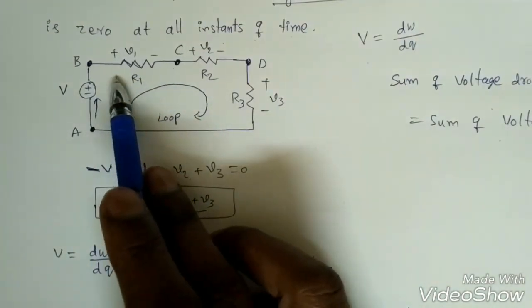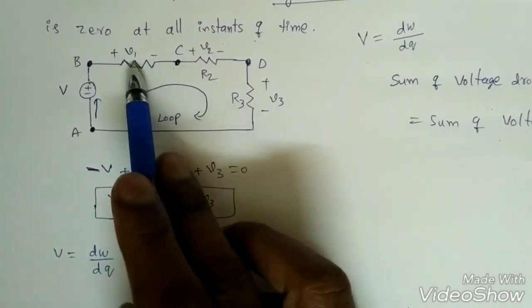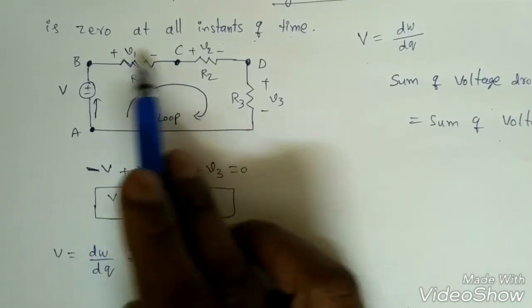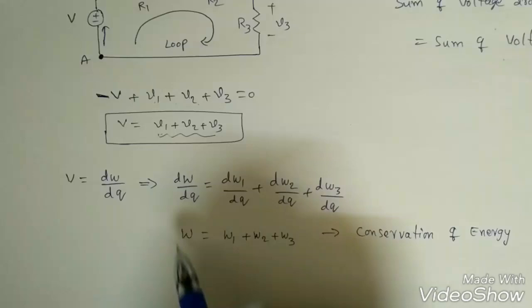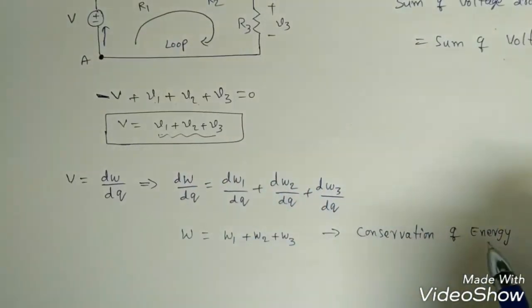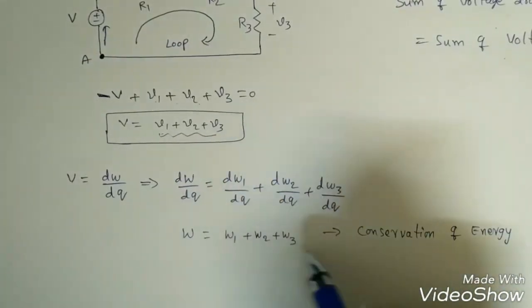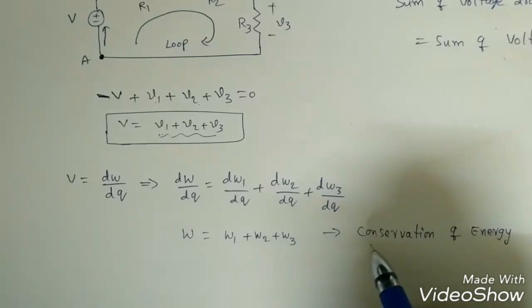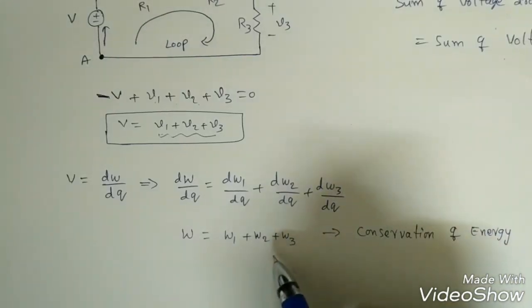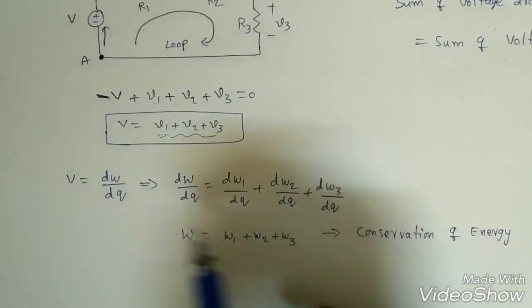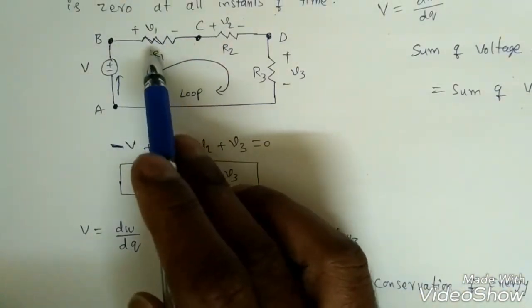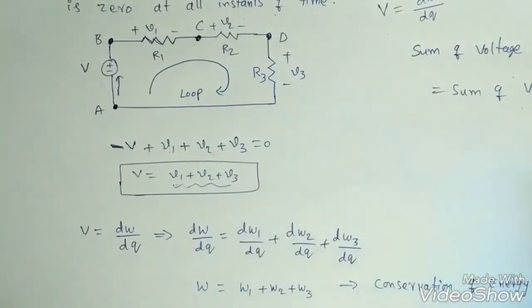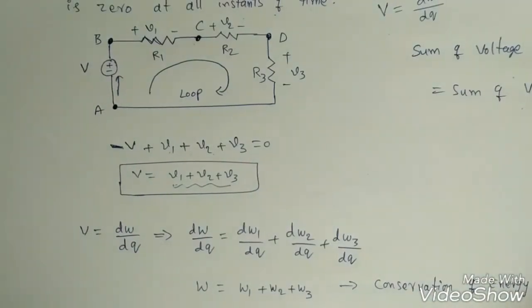The drops are where the voltage is dropping. Suppose current is flowing, so the voltage drop across R1 is V1. That is a drop, so it is dissipating. In terms of energy, we can write it like this. This is the conservation of energy: energy cannot be created nor destroyed, it is only transformed. So here it is transformed in the resistance, and it dissipates as heat. So this is about the KVL, Kirchhoff voltage law.